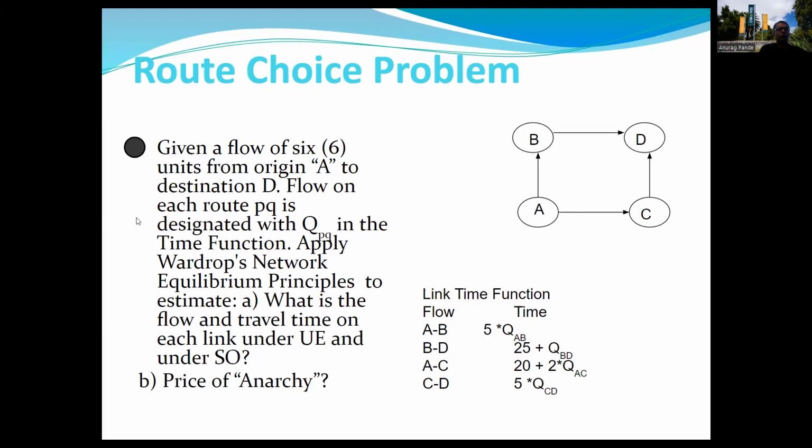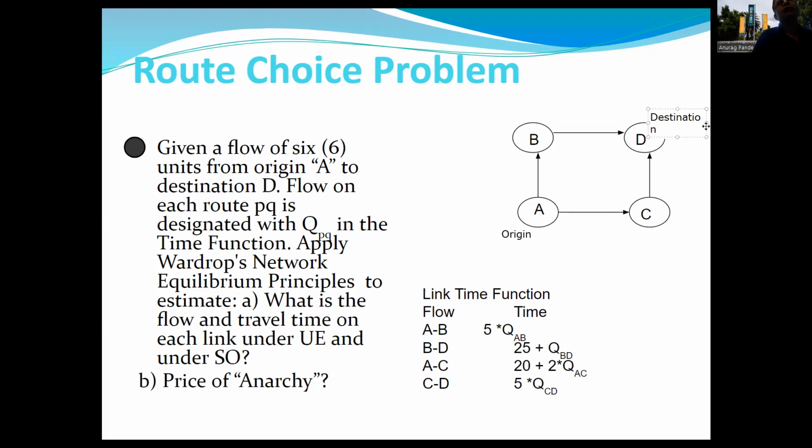Here we're talking about a route choice problem. We have our origin A and destination D. So I'm going to call this origin point A is my origin. And I have travelers going from origin to node D, which is a destination.